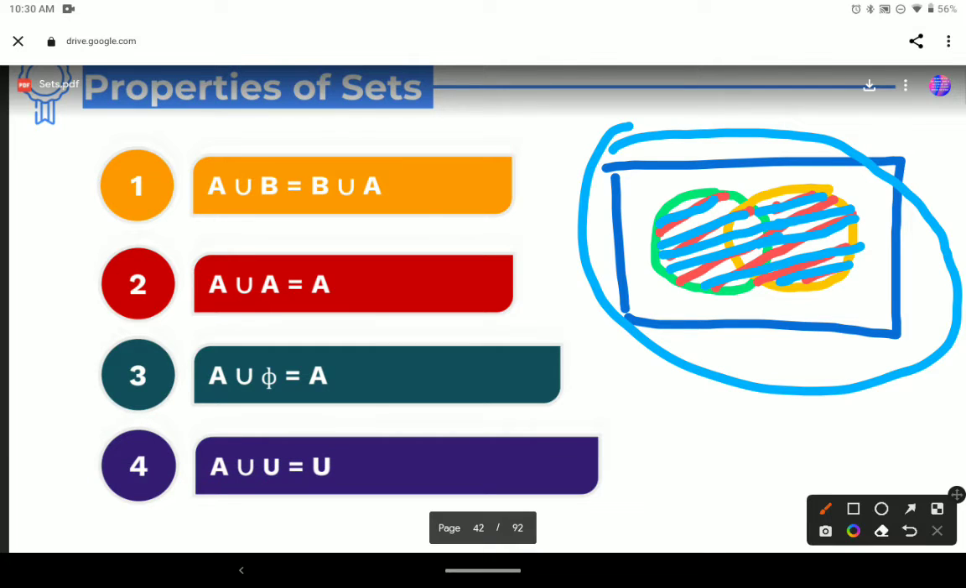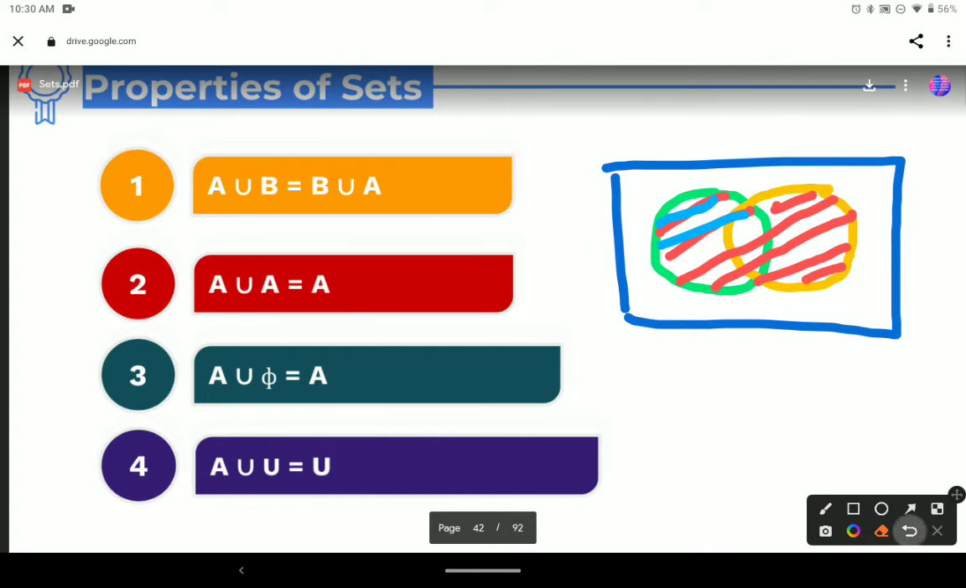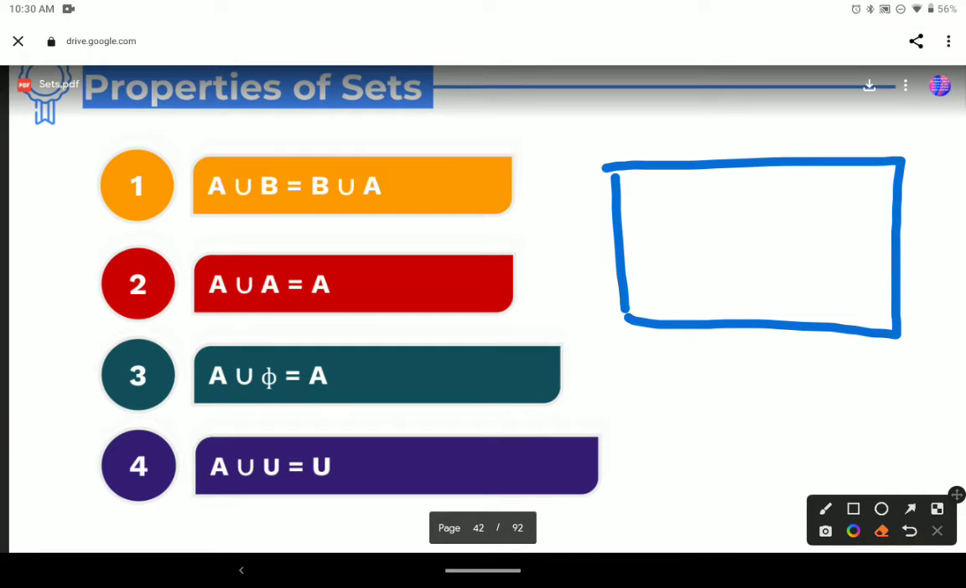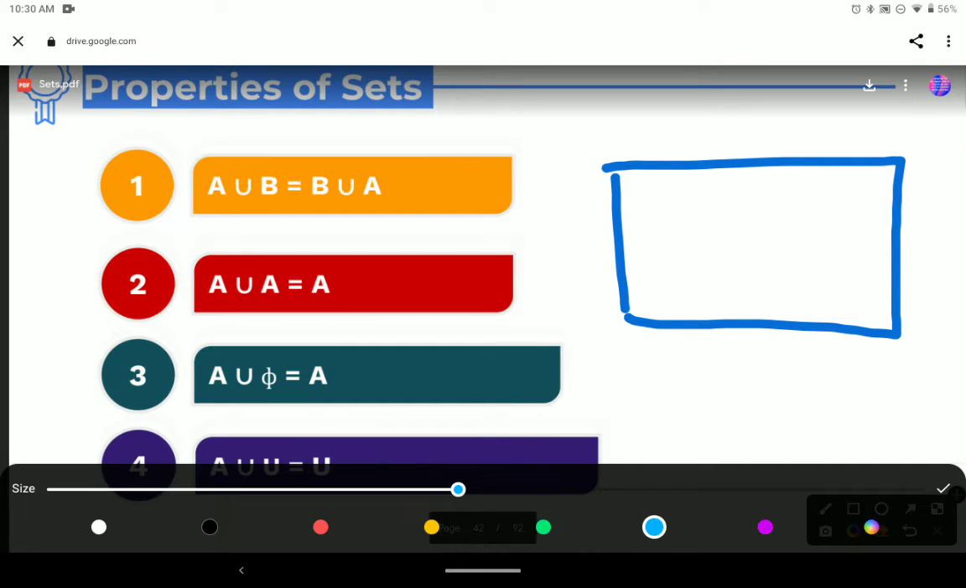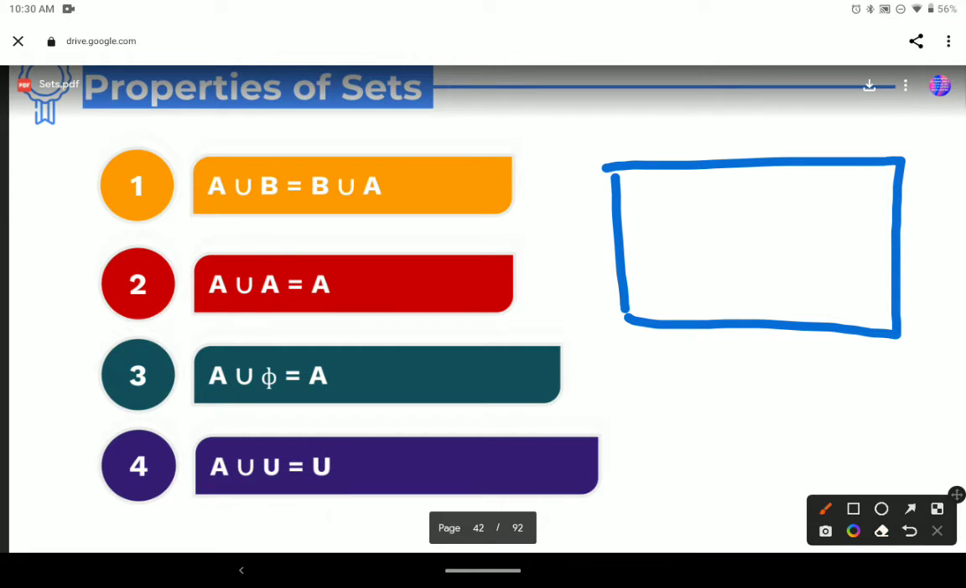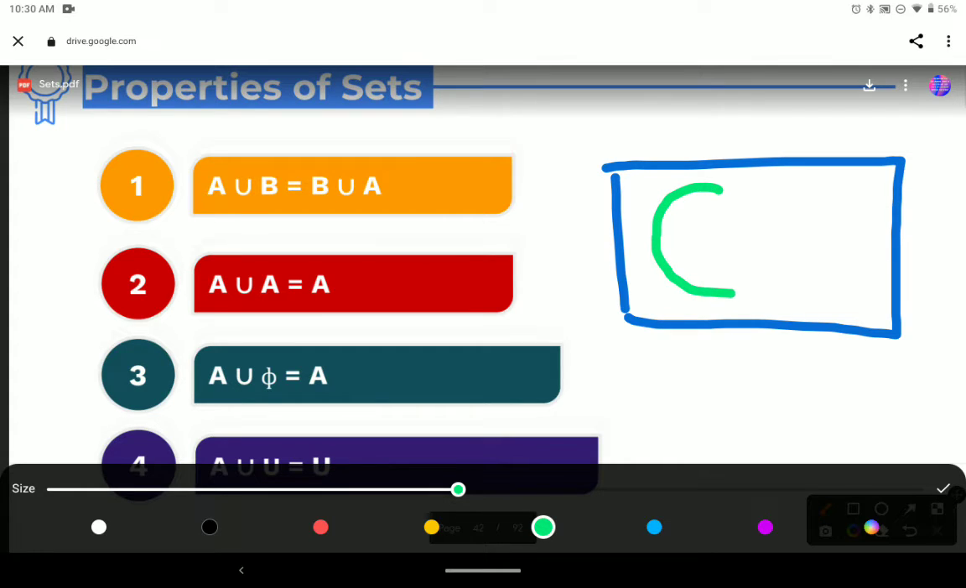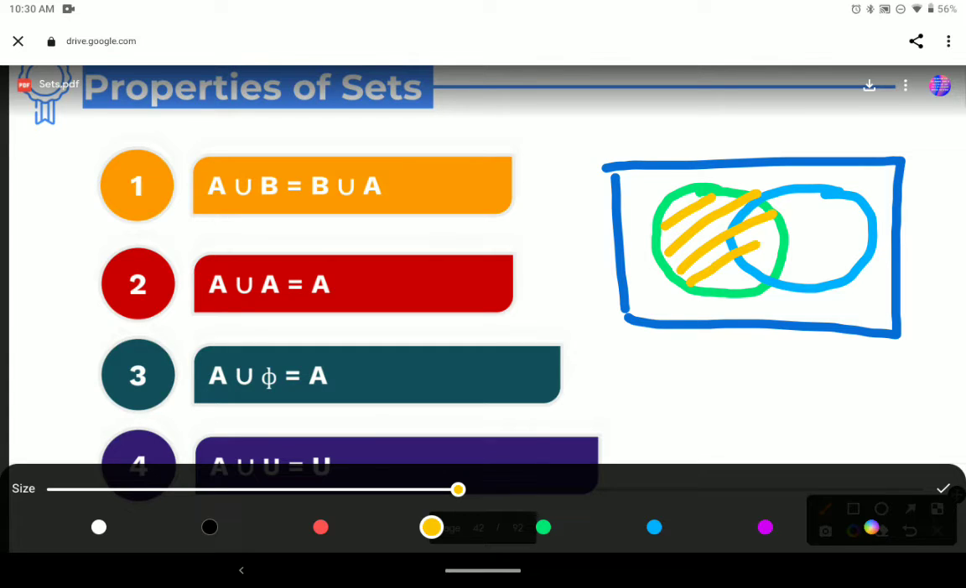So let's clear this. Now let's see A union A. This is A, and union A, union A, which is also A. So this is the second property.